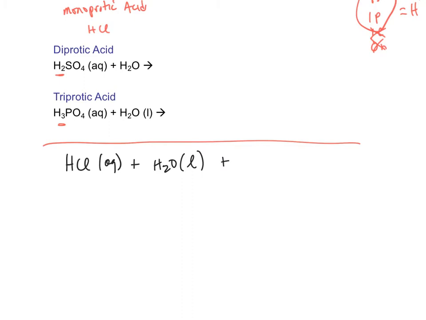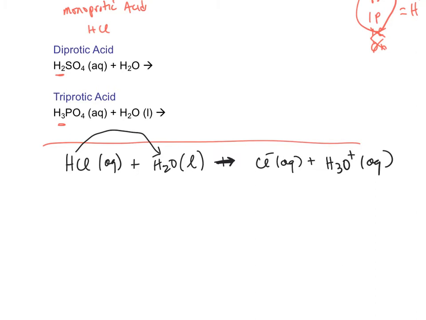And the answer is the proton, which is the H plus, leaves the HCl and hooks up with the water to form hydronium. So you've got here, there should be an arrow there, gonna form chloride plus hydronium. Like that.